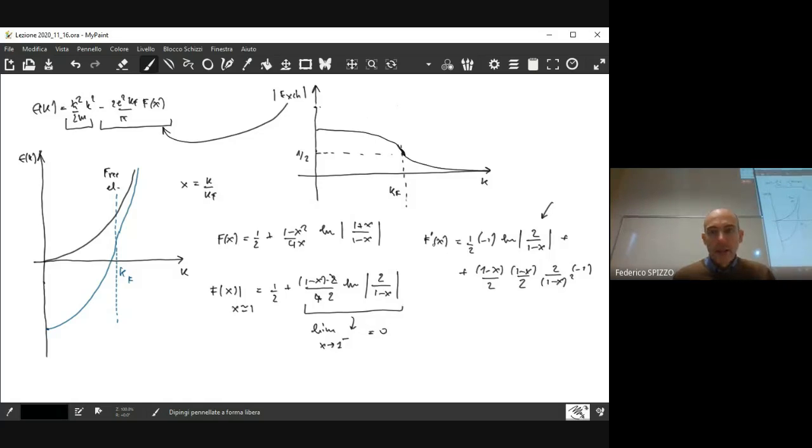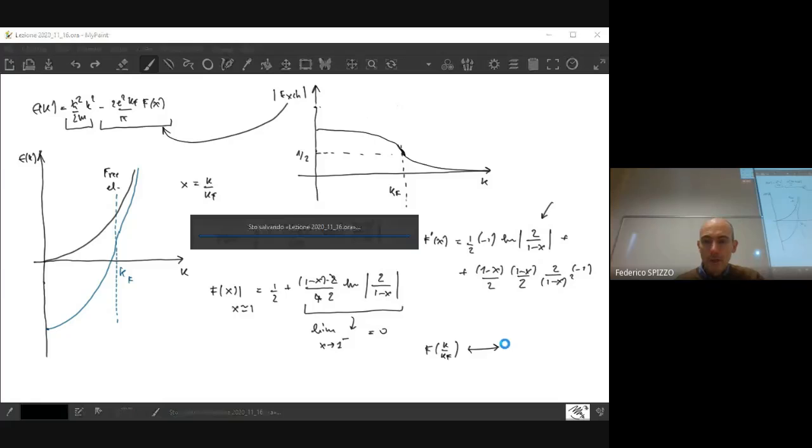So why does this function here display such a divergency? And due to that, we are not able to draw physical comments concerning the system we are investigating. If you remember the origin of f of x, or f of k divided by kF, it is related to the integral that we performed during the last lesson.